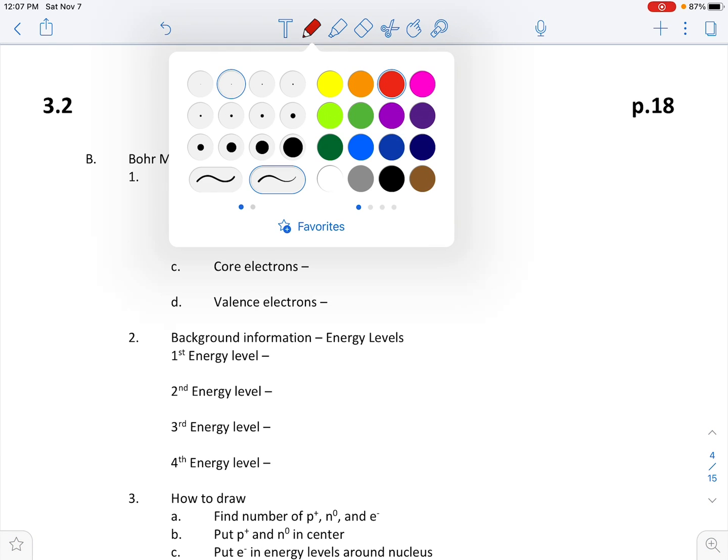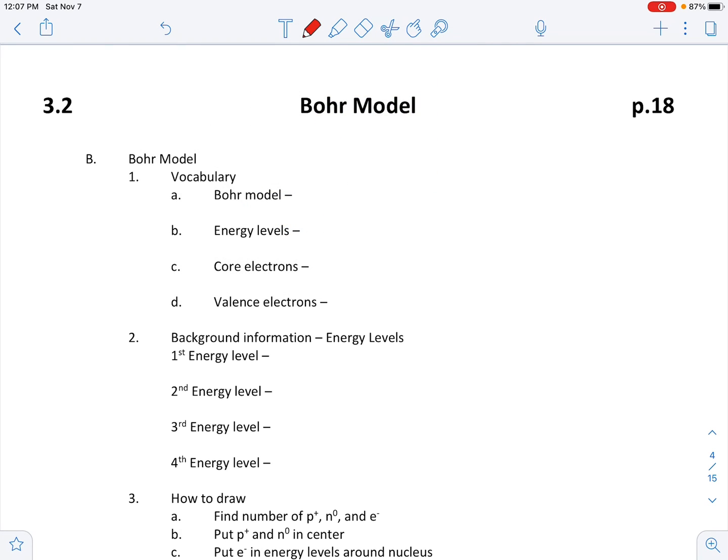I'm going to make this just a touch smaller here. Bohr model today. This is 3.2. This is page 18. Woo, we're getting up there in the pages. All right, so today, as I alluded to yesterday or whenever we took notes on the periodic table, this is all about compounds, and so we have to figure out how compounds are made, and that comes in with our mapping of our electrons, because the electrons are the ones involved in bonding.